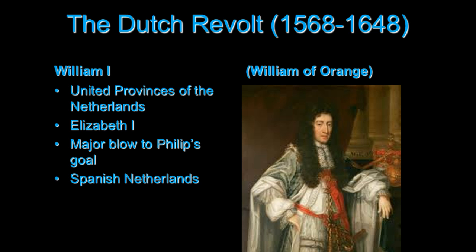But we're going to see that they turn to England for aid. Elizabeth is happy to help, being a Protestant herself. And this is going to be a major blow to Philip's goal of maintaining Catholicism throughout his empire. And we'll get to all of the behind-the-scenes stuff about what was really going on between Philip and Elizabeth at this time. But he is really not happy with her for helping, and it's a huge blow to him maintaining Catholicism throughout his empire.